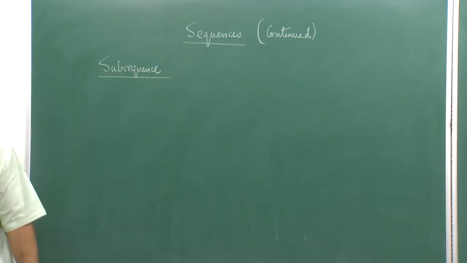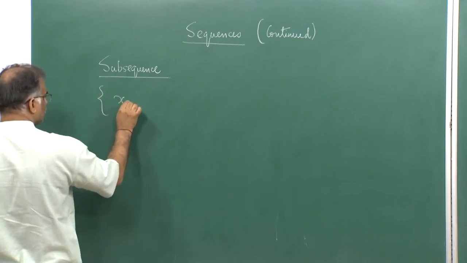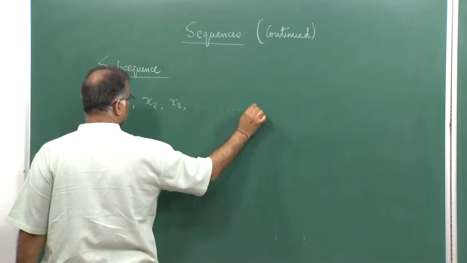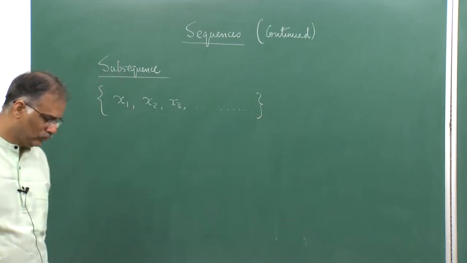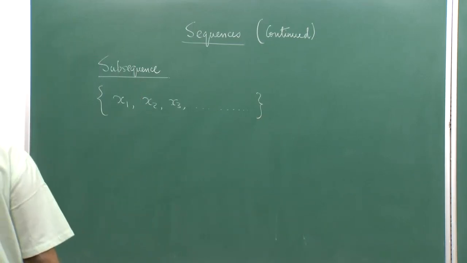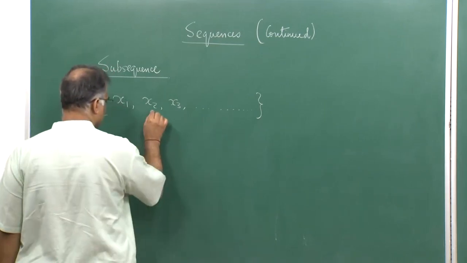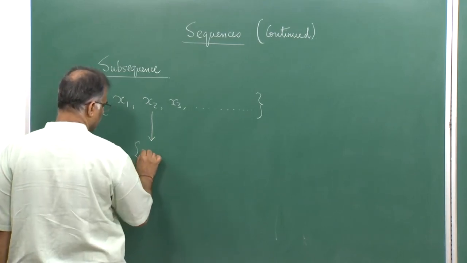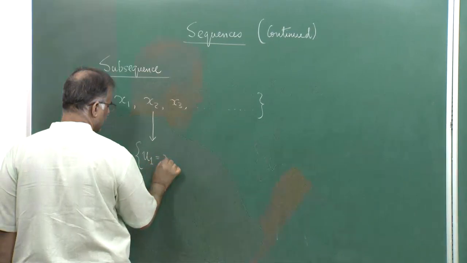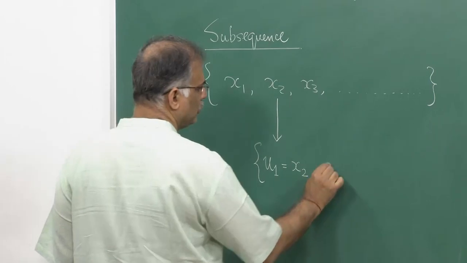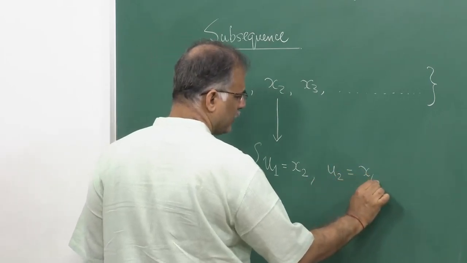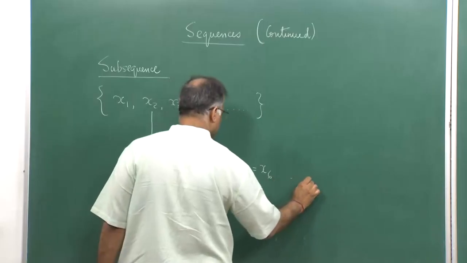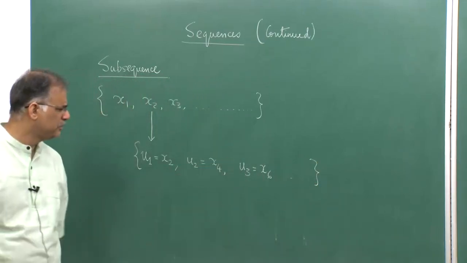So what is a subsequence? Let us take a sequence Xn. Now let me construct a new sequence like this, U1, whose first element is X2, U2, whose second element is X4, U3, whose third element is X6, and so on. Just take the ones with the even indices.